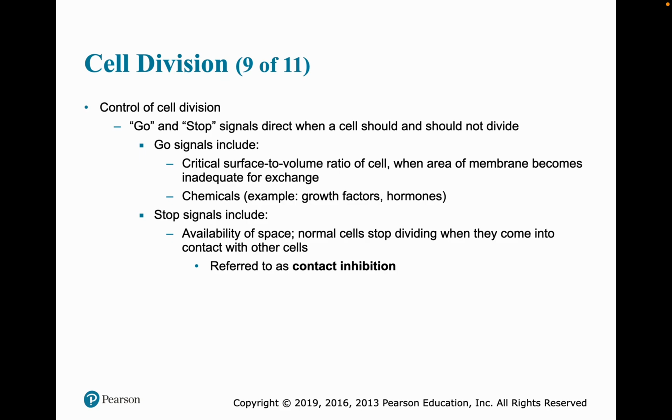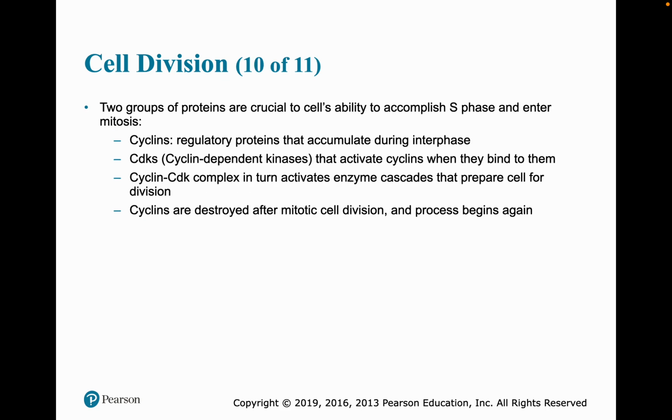Stop signals would include the availability of space. Normal cells exhibit what is known as contact inhibition. When they come in contact with other cells, they stop dividing. Cancer cells do not. There are two groups of proteins that are crucial to go through the S phase and mitosis correctly. One of the best well-studied are the cyclins and the cyclin-dependent kinases.